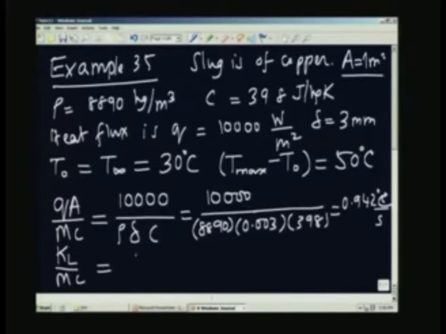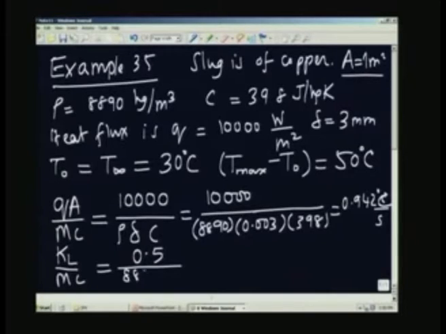And KL by MC is given by 0.5 divided by, and KL has actually absorbed that A, and therefore A will cancel off with that. So, KL can be simply taken as the 0.5 here, divided by M, which will be the product of density and the thickness, rho into delta, multiplied by C, the same denominator.